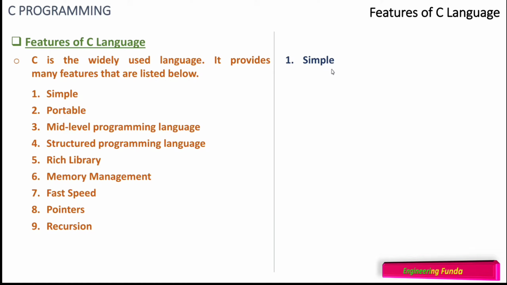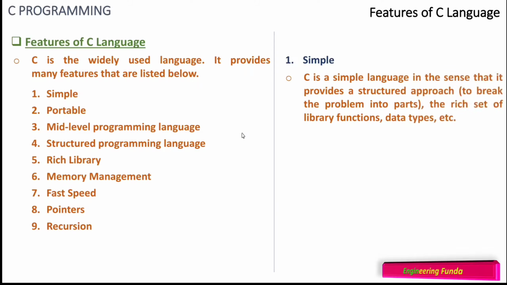Let us first focus on the simplicity of C programming. C is a simple language in the sense that it provides a structured approach to break the problems into parts. So why is it simple? Because we can have the structured approach. If we have a very big program to solve, we can divide that problem into smaller parts, solve those smaller parts separately by means of functions defined, and again integrate them into one big program. It has a rich set of library functions, data types, and so on.